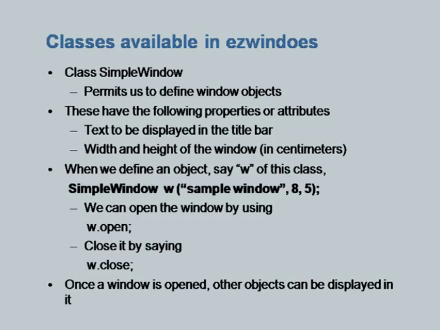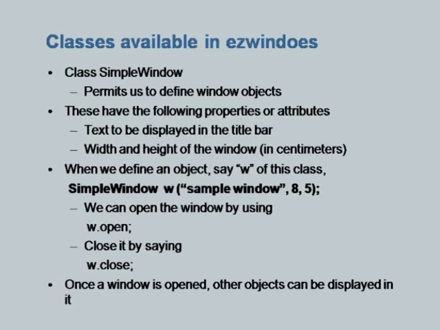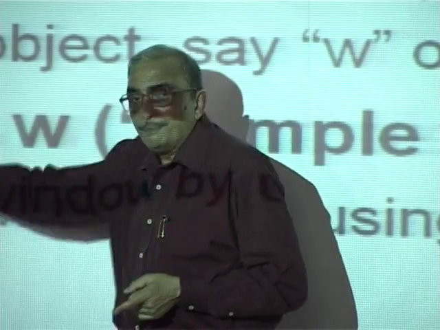That means if I describe that I need a window with title, say, CS101, and I need it 5 centimeters by 8 centimeters, then this class has behavioral member functions which can permit me to open such a window, then do some work on it, display other objects, etc., and at the end close that window. So if I have declared w to be an object of this type, look at the similarity with the declaration of ordinary variable types that you do: int x, float y. Similarly, simple window w. That will define an object w of the class simple window.